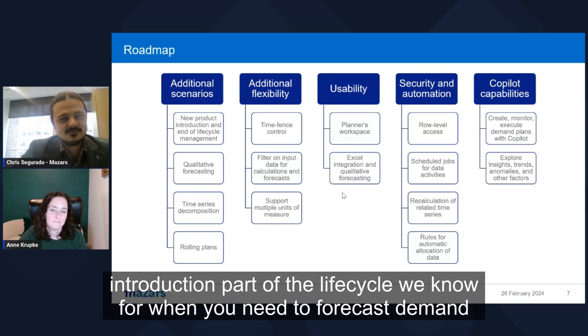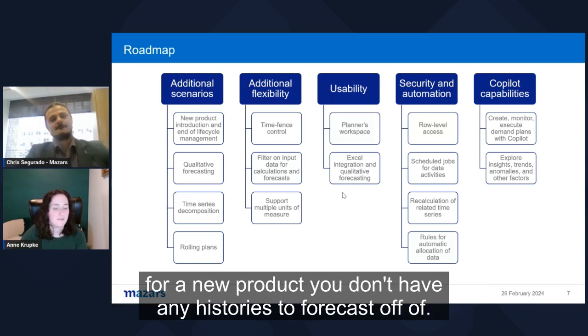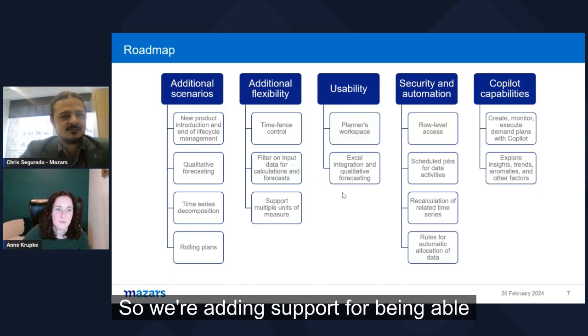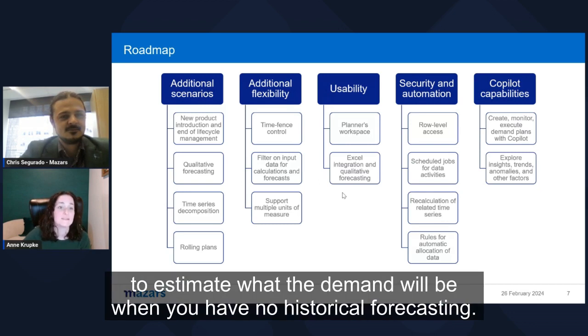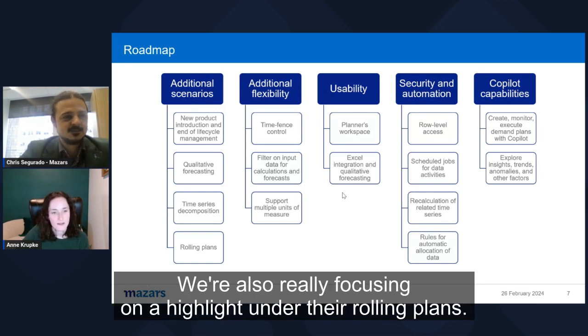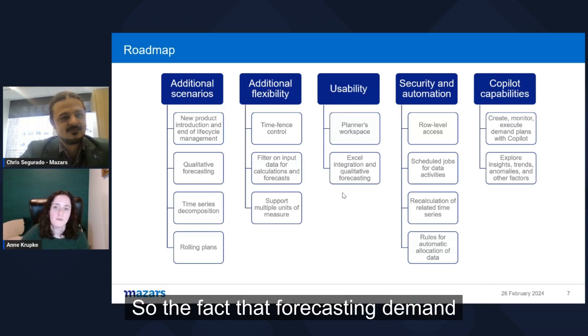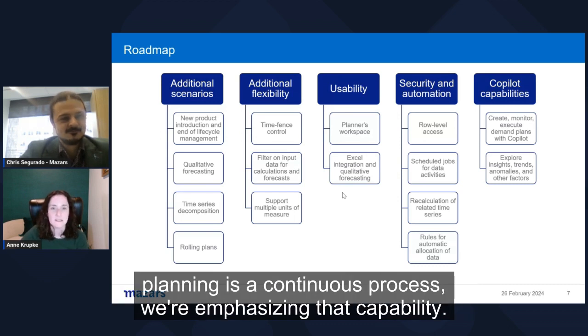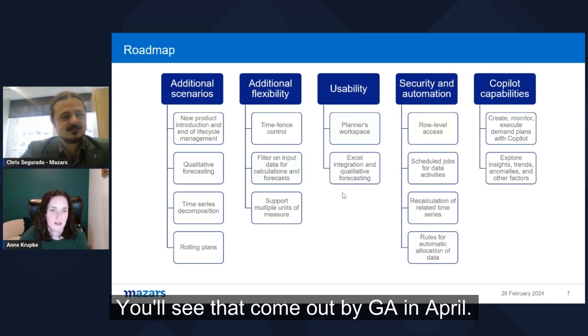We know that when you need to forecast demand for a new product, you don't have any history to forecast off of. So we're adding support for being able to estimate what the demand will be when you have no historical forecasting. We're also really focusing on, I'll highlight under there, rolling plans. So the fact that forecasting demand planning is a continuous process, we're emphasizing that capability. You'll see that come out by GA in April.